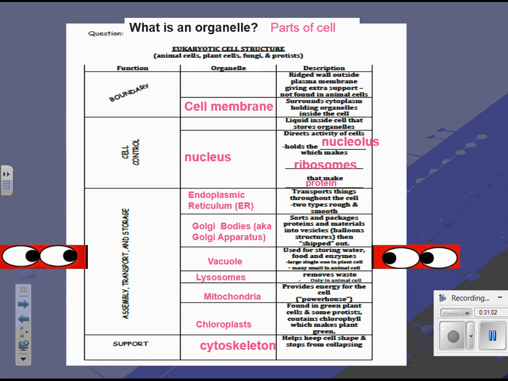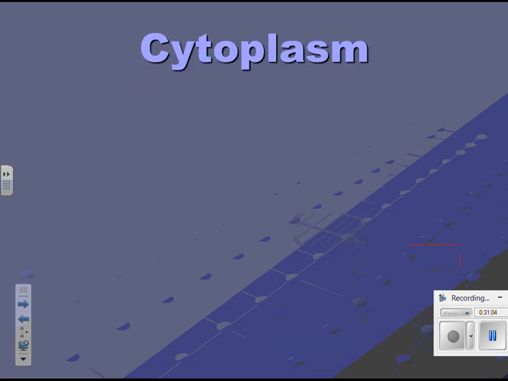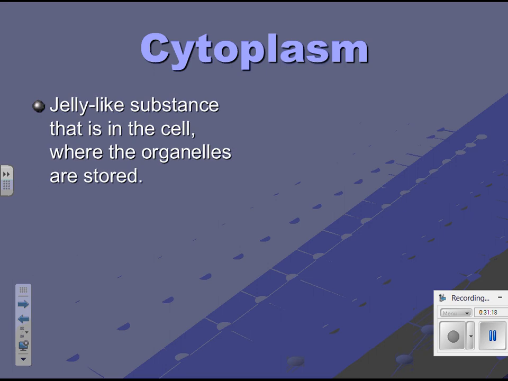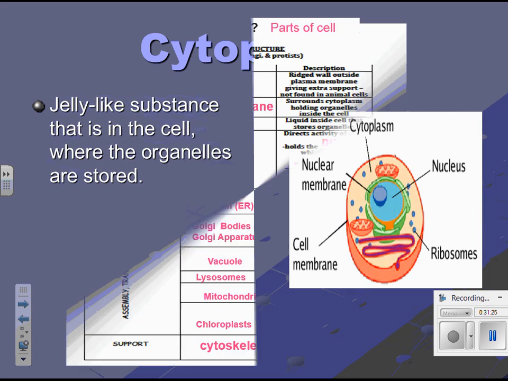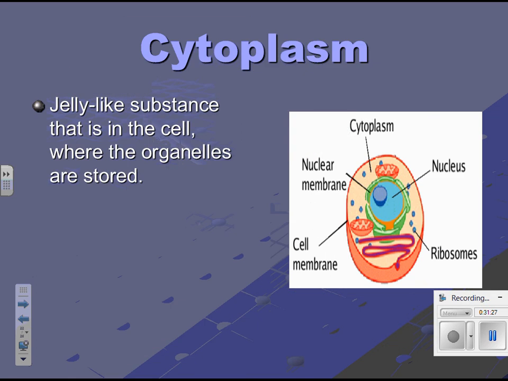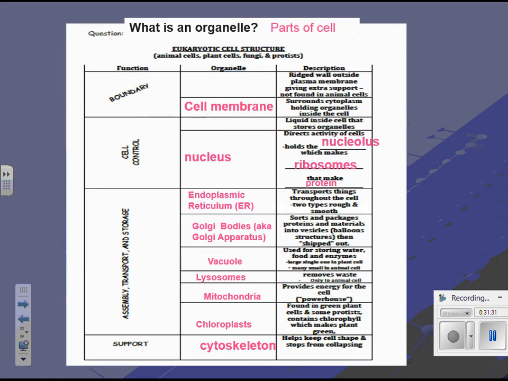Our next organelle is cytoplasm. Your cytoplasm in our cell city would be like our air, the stuff that holds everything in there. Because in a cell, the cytoplasm is a jelly-like substance that holds everything in the cell. It stores everything in the cell. It is not an organelle. Although we have it under there, we're going to write that it's not an organelle.